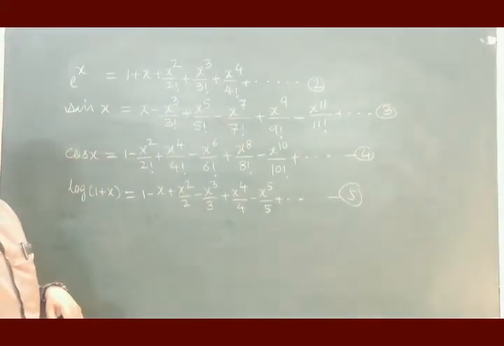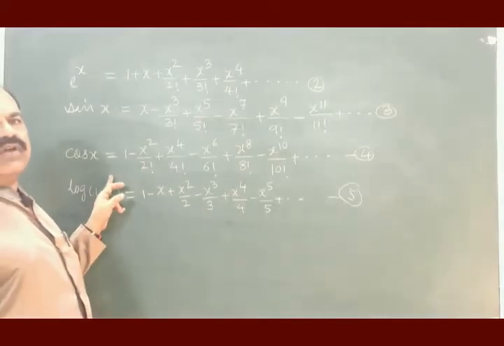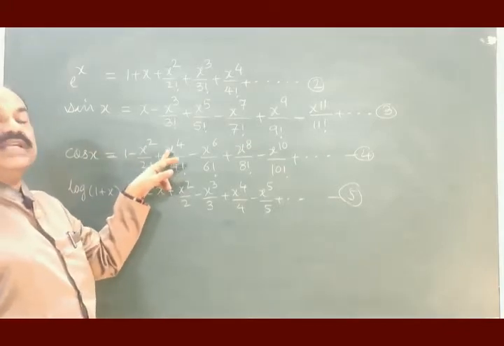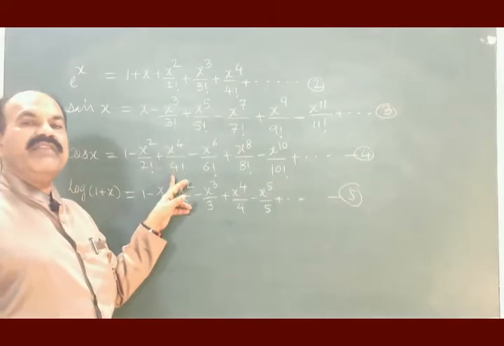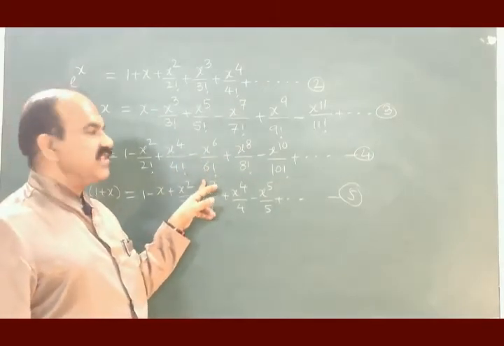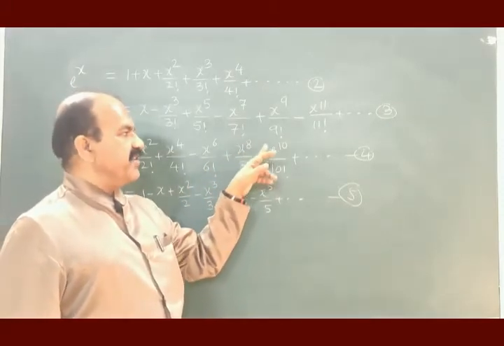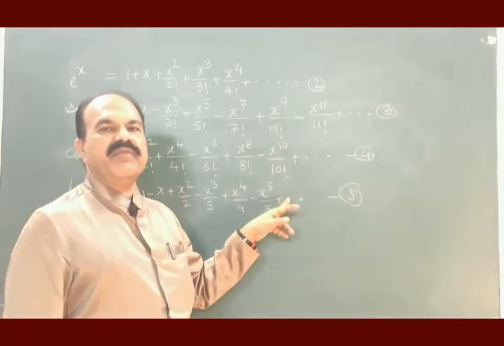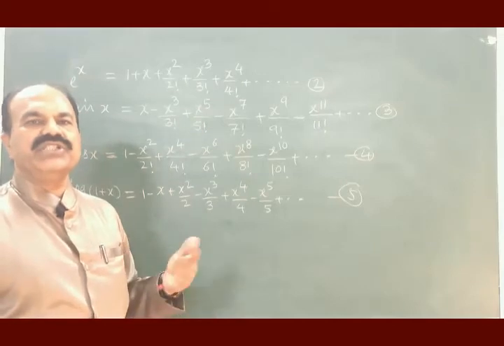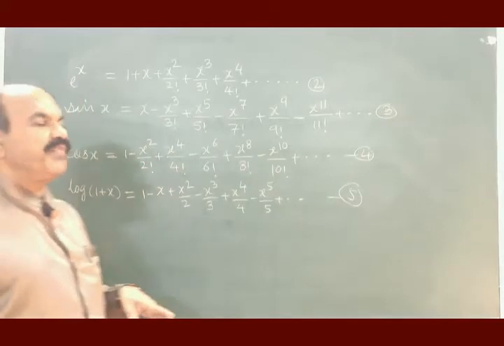Cos x. It is even periodic function represented as 1 minus x square divided by factorial 2 plus x to the power 4 divided by factorial 4 minus x to the power 6 divided by factorial 6 plus x to the power 8 divided by factorial 8 minus x to the power 10 divided by factorial 10 plus so on, can be continued to large number of terms, equation number 4.